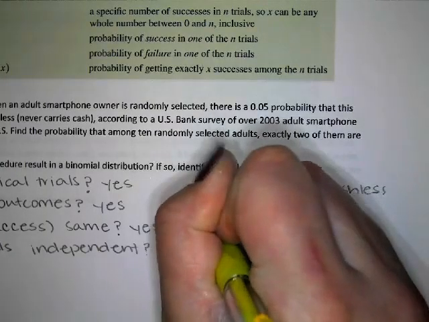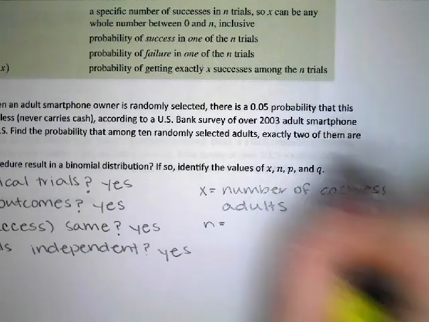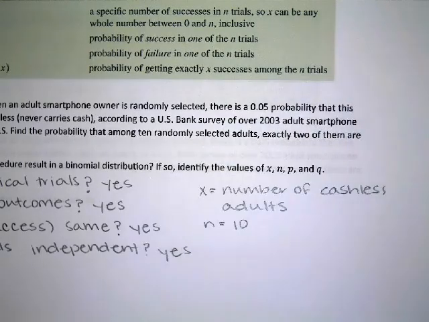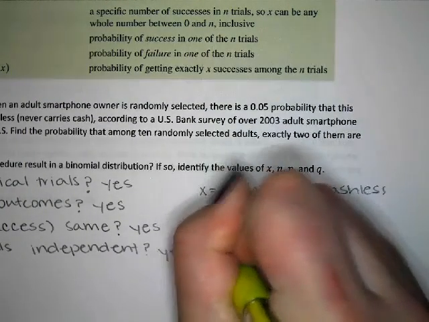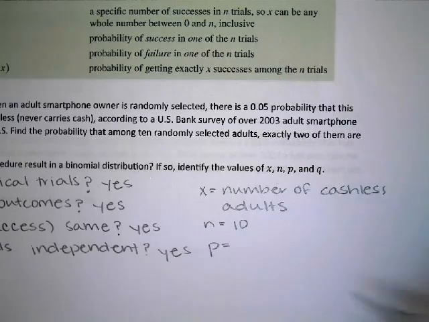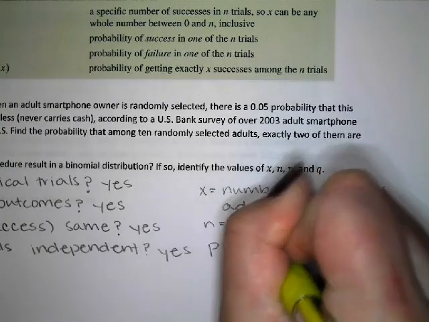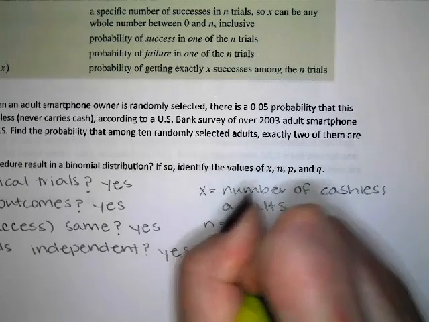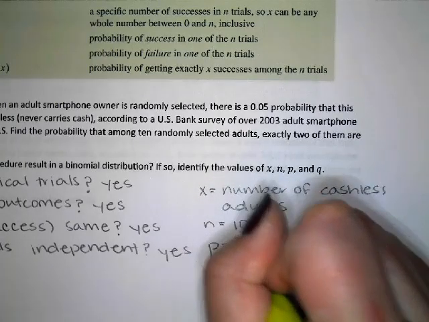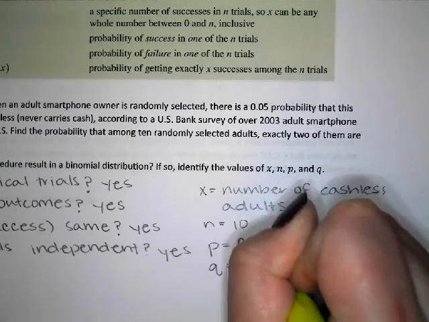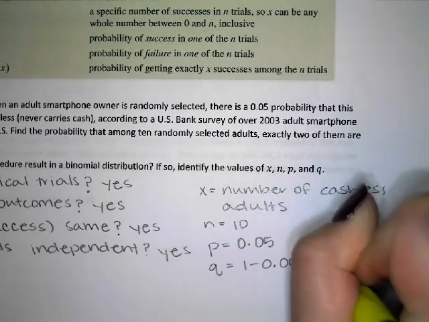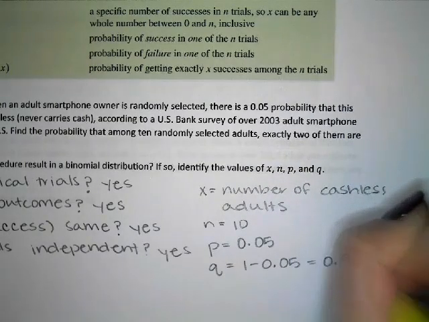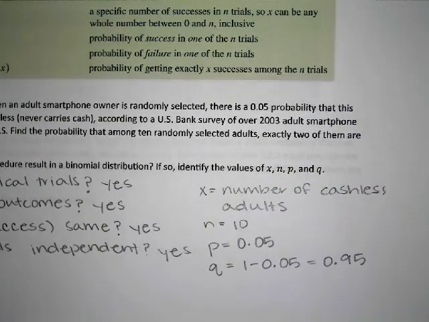N is the fixed number of trials. That's 10. They're talking to 10 adults. P is the probability that the person that you talk to is a cashless adult, and that was 0.05, which is 5%. And then Q is the complement of that. So we're going to do 1 minus 0.05, and that's 0.95. And that's it. That's all we have to go through.